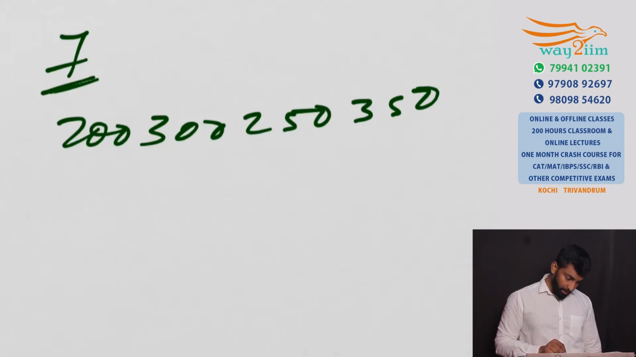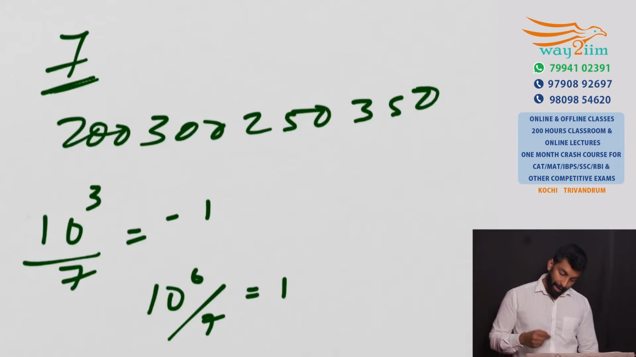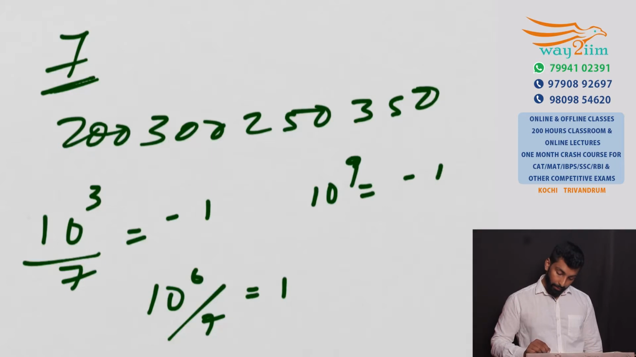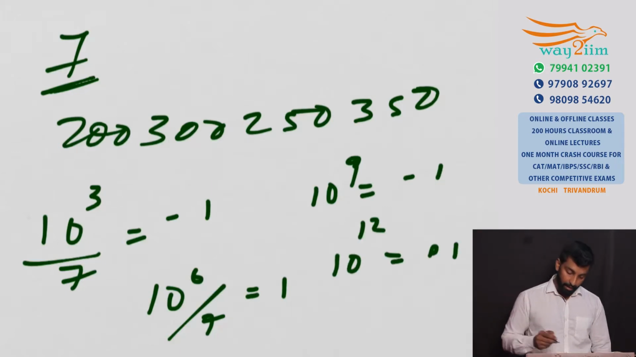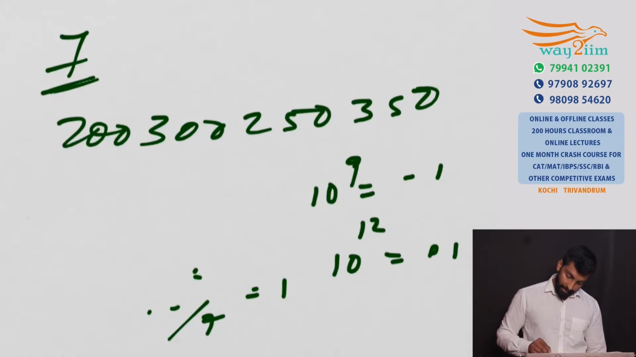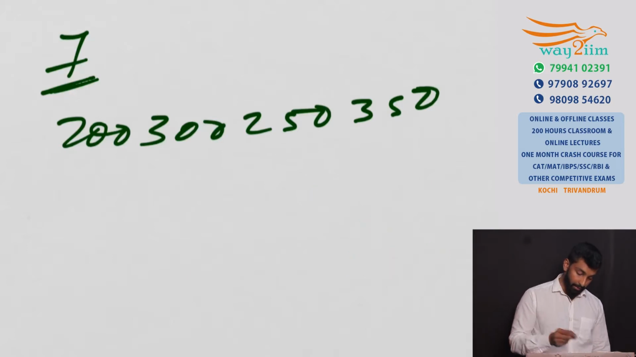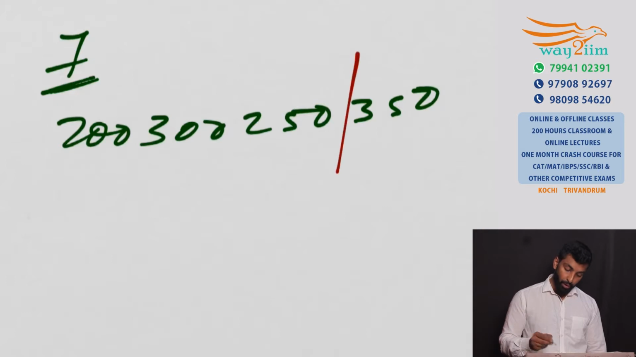Why we are doing this is because we know that 10 raised to 3 mod 7 is equal to minus 1, and 10 raised to 6 mod 7 is equal to 1. It will go on like that. 10 raised to 9 will be minus 1, 10 raised to 12 will be plus 1, 10 raised to 15 minus 1, 10 raised to 18 plus 1, and so on. Here basically we are applying the basic remainder theorem only, which we have already discussed in remainders. So what we are going to do here is group it into triplets from the rightmost side like this.